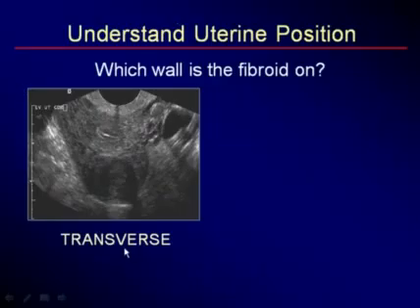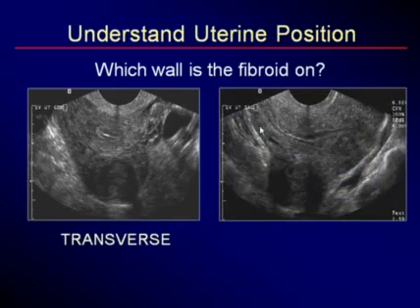So when you see a cross-section of a uterus like this and it has a fibroid on it, you should not jump to conclusions that this is a posterior fibroid. Because the answer to the question, which wall is the fibroid on, is, well, it depends on the position of the uterus. If this is a retroverted uterus, then this deep fibroid is on the anterior wall. If this is an anteverted uterus, then it will be on the posterior wall. So we have to know the position of the uterus.